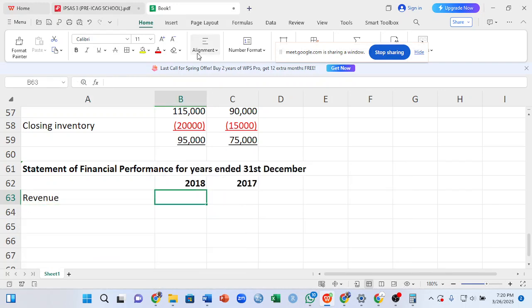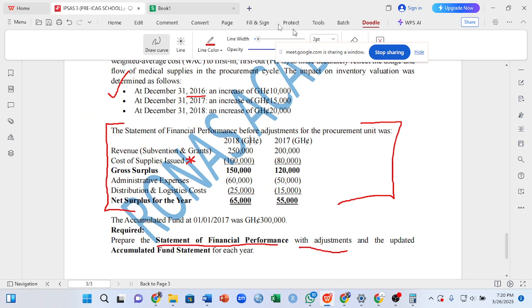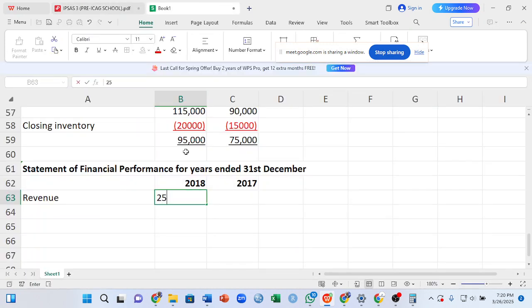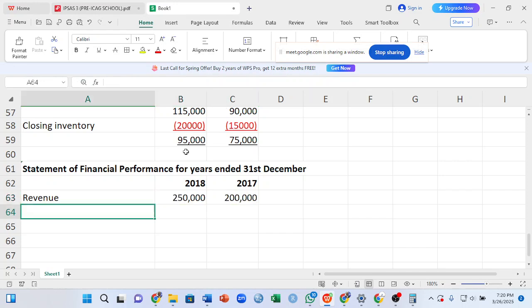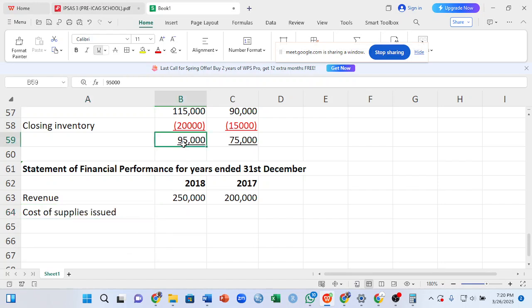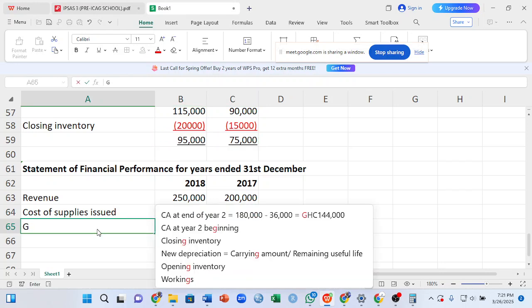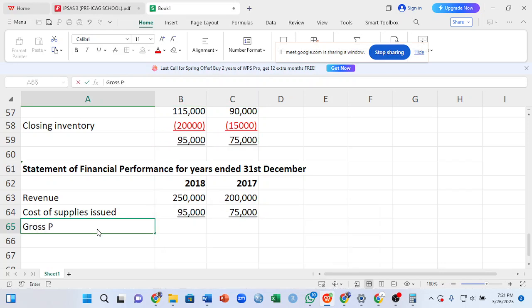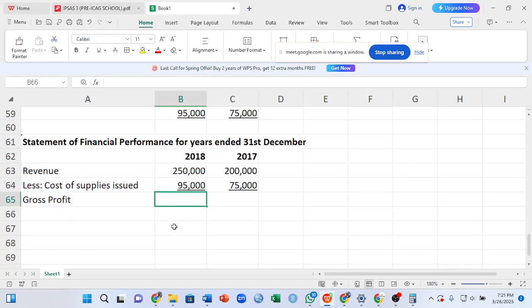Just look and write. So 250, 200. Then we bring our cost of supplies issued, the new figure we now have. These are the new figures. Let me copy and paste them here. And then we look for our gross profits. So give me the gross profit figure. Let me bring the less here, just showing that you have to less this. One less, what do you get?